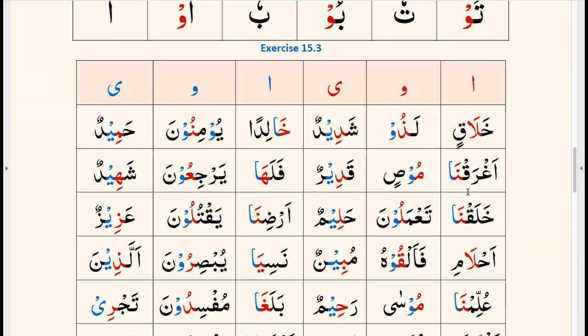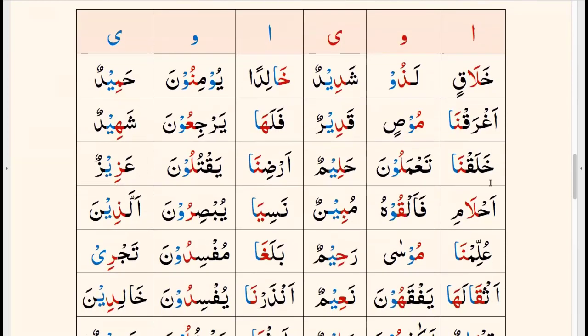Okay. Now again, the qaf and the ghain. What kind of letters are they? They're thick letters. Well done. So we round them out a bit when we read them. Okay. And the ghain is a throat letter. That's it. Well done. Very nicely spotted. Okay, let's carry on and read this word here.